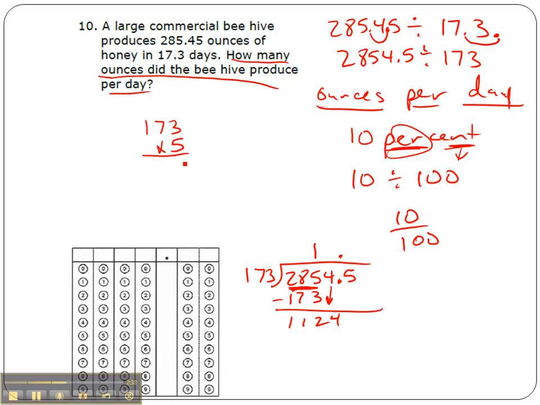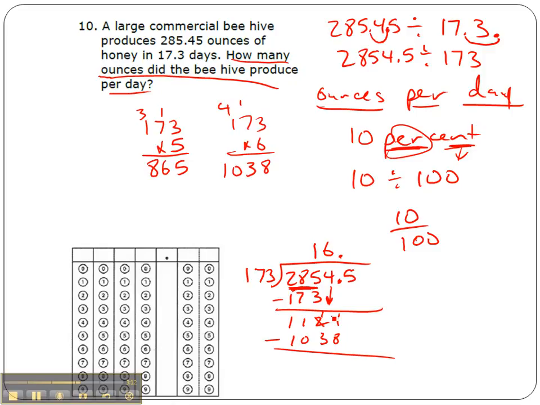5 times 3 is 15, carry the 1. 7 times 5 is 35, plus 1 is 36, carry the 3. 1 times 5 is 5, plus 3 is 8. So 865. We might be able to go one more. Let's try 173 times 6. 3 times 6 is 18, carry the 1. 7 times 6 is 42, plus 1 is 43. Carry the 4. 1 times 6 is 6, plus 4 is 10. 1,038. That's much better. 6 times 173 is 1,038.